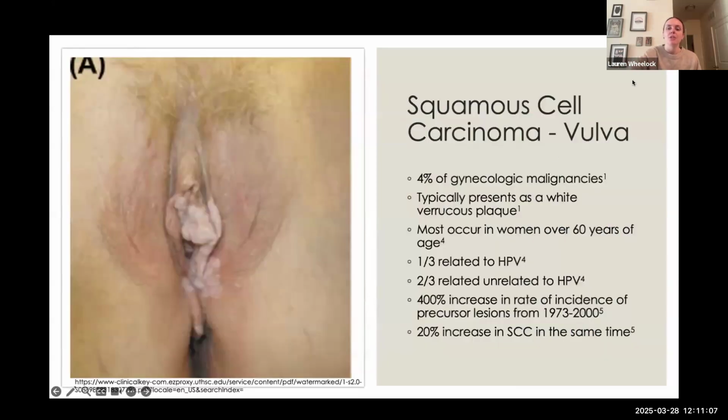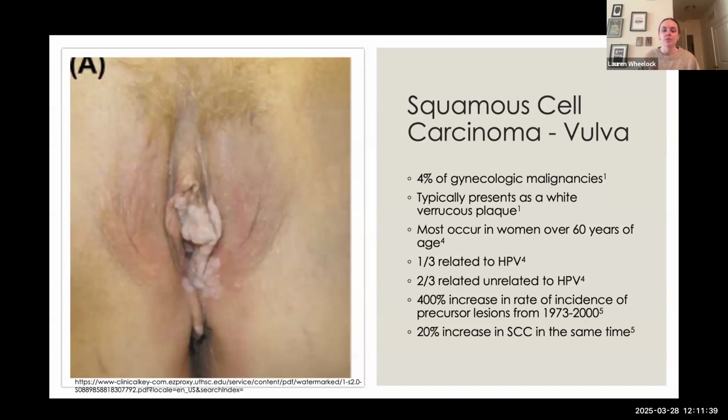More specifically for the vulva, squamous cell carcinoma accounts for 4% of all gynecological malignancies diagnosed in the year 2021. Clinically, it typically presents as a verrucous or white plaque in women over the age of 60 years. A third of all squamous cell carcinoma of the vulva cases are related to HPV, while the remaining 2/3 are unrelated. So the overwhelming majority are unrelated to HPV.